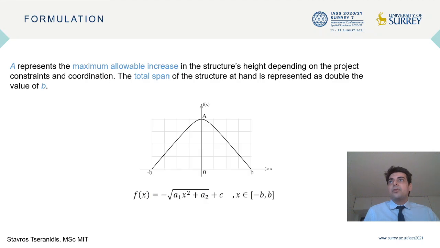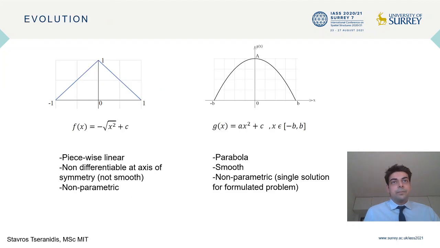Now, regarding the parametric square root function formulation, the main formulation is that the span of the structure is from minus b to b, so essentially that's a constraint, and then also the maximum allowable increase in the structure's height is also a constraint, and through those two constraints you define this function.